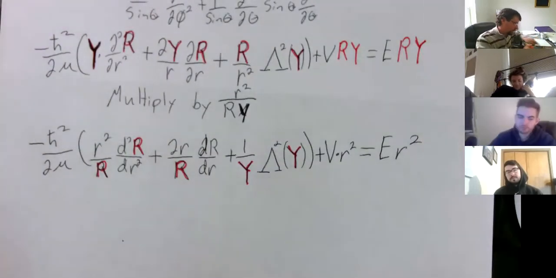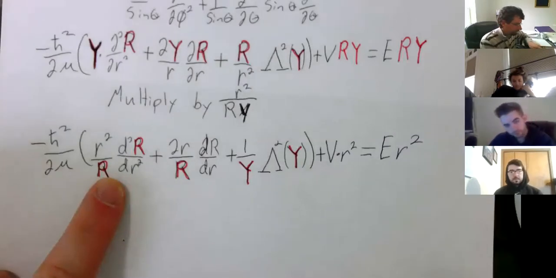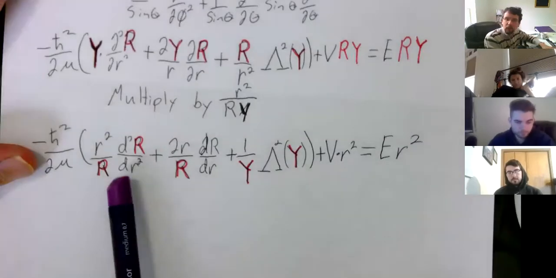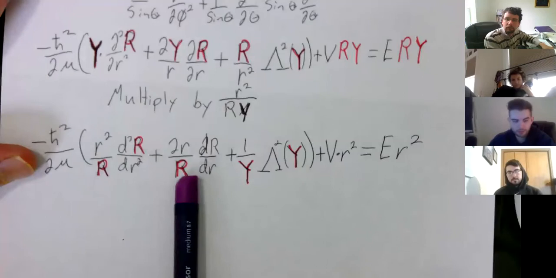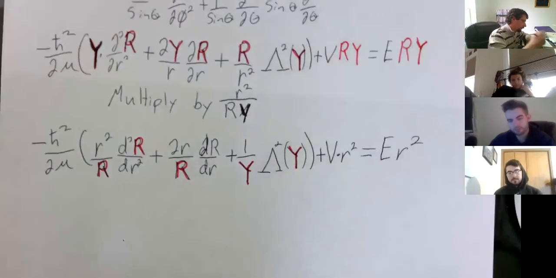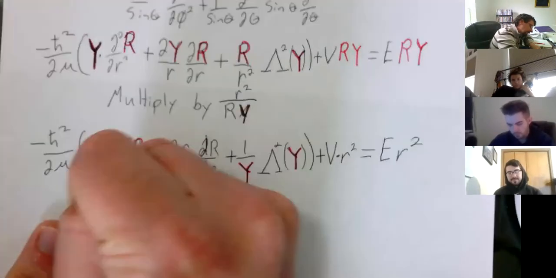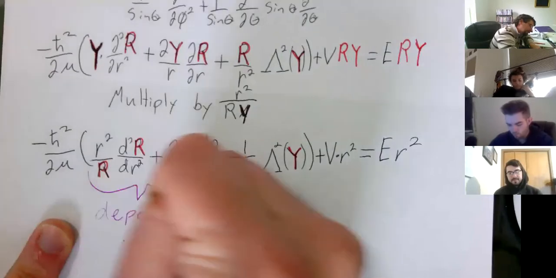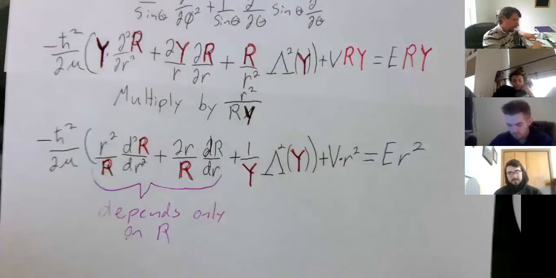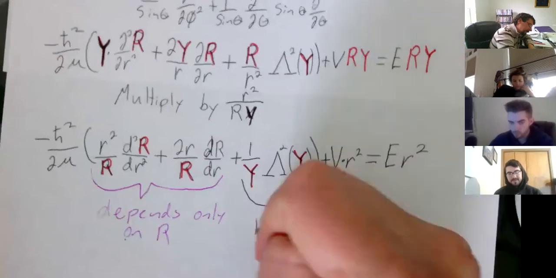Now, this term, what does it only depend on? That first one, R. The second one, just R. The third one, Y. So this section depends only on R. This section depends only on Y.